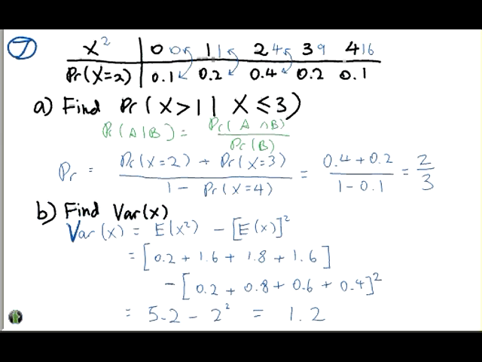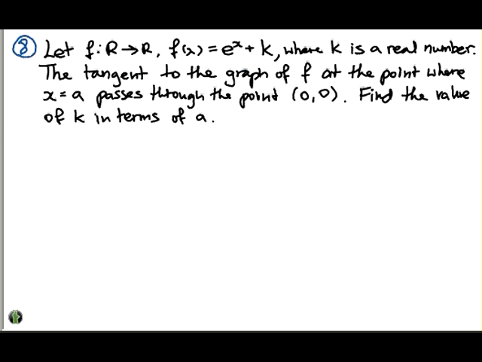Okay, question 8 says, let f of x equal e to the x plus k, where k is a real number. The tangent to the graph of f at the point where x equals a passes through the point (0, 0). Find the value of k in terms of a. At this point you might be thinking, this is potentially a difficult question. There's no real obvious thing to start looking at, right?